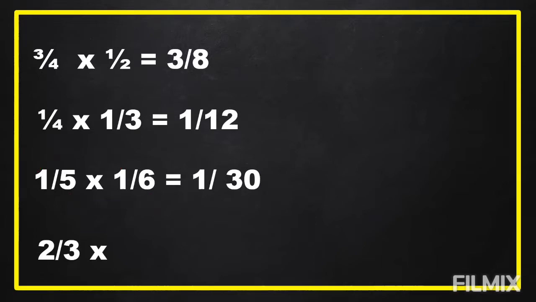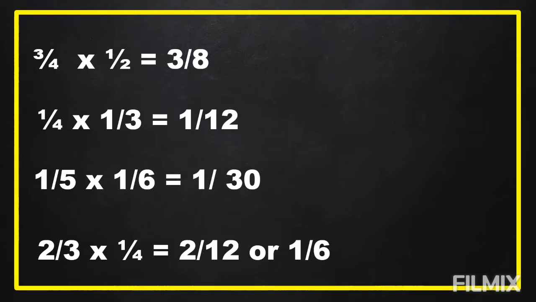Next example, 2/3 times 1/4, the answer is equal to 2/12, or the lowest term is 1/6. Okay, why? Because 2 times 1, the answer is equal to 2. 3 times 4, the answer is equal to 12. Then we're going to reduce 2/12 to its lowest term.